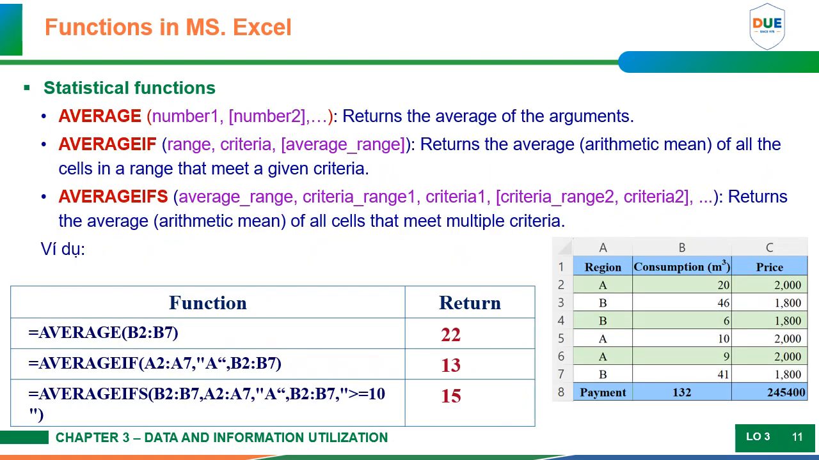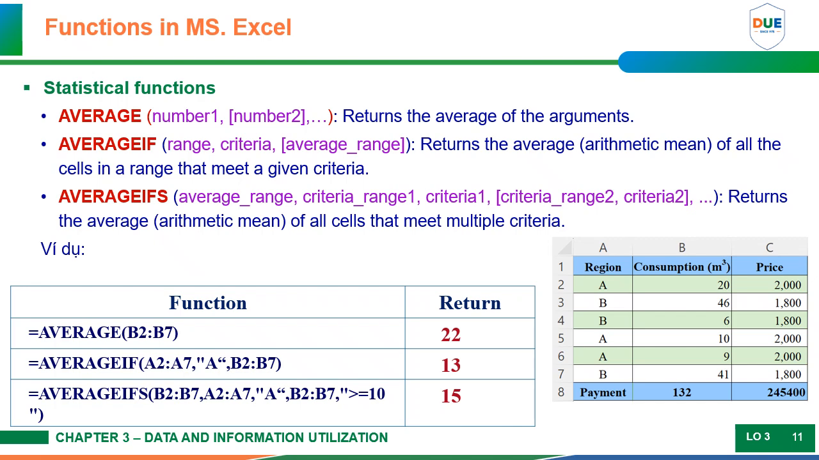Statistical functions for average values are similar to the previous ones. AVERAGE calculates the average value. AVERAGEIF calculates the average based on a single condition. AVERAGEIFS calculates the average based on multiple conditions. Examples: AVERAGE(B2:B7) returns 22.